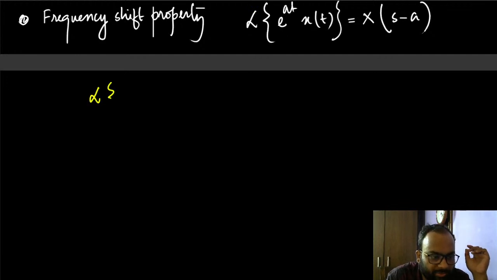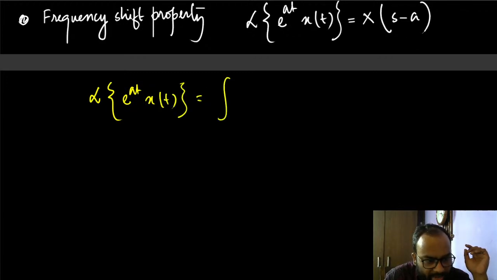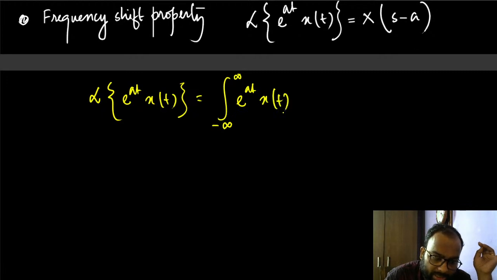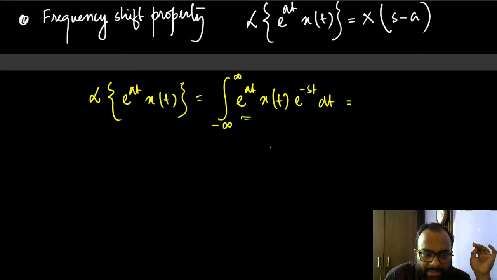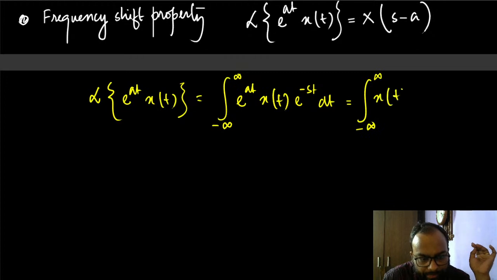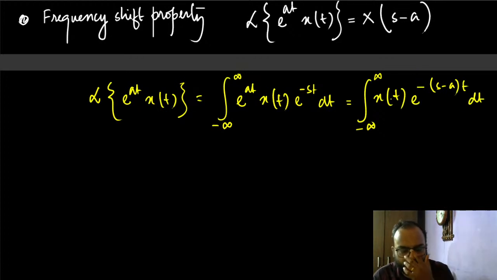We are calculating the Laplace transform of e to the power at times x(t), and that's going to be, by definition, this integration. Once again, we are using the full definition. So e to the power at x(t) e to the power minus st dt, and from there we can combine these exponentials. It's going to be x(t) e to the power minus (s minus a)t dt. You see, we combined it and took a minus sign outside, so it became minus a.